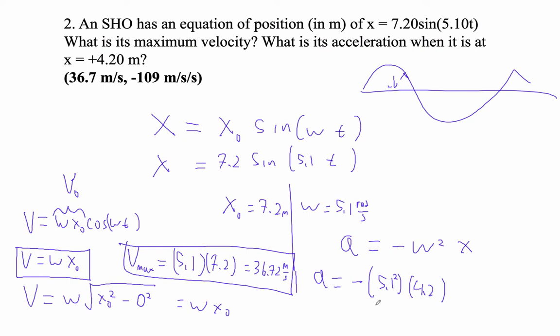Okay, so the opposite of 5.1 squared times 4.2. It's going to be a big number, 109.242. Negative 109.242 meters per second squared. There we go.